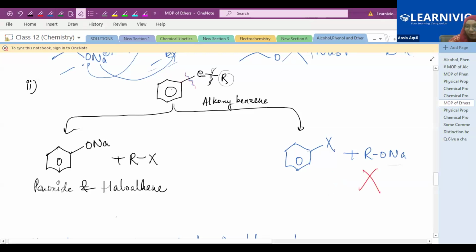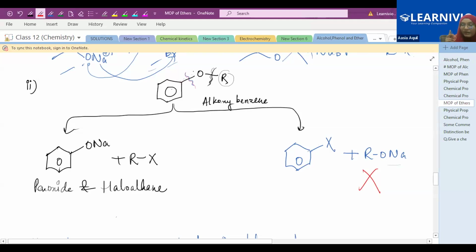Right? So you cannot break this bond. In this alkoxybenzene, it is very difficult to break this bond. Why? Because this oxygen is involved in the resonance. It's involved in the resonance, right? And when it is involved in the resonance, there will be a partial double bond character between the oxygen and this carbon.